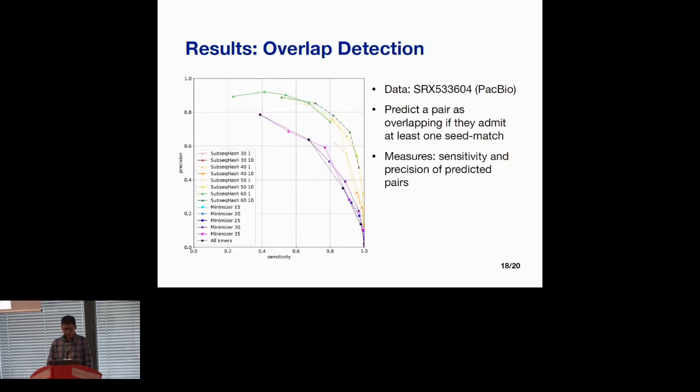For overlap detection, a seeding method would predict a pair as overlapping if they share at least one seed match. Therefore, we can calculate the precision and recall of different seeding methods. Those lines correspond to all kmers and minimizers, and those lines on top, which are better, correspond to subseq hash with the ABC order. Note that this best line corresponds to quite large n, that is n is 60, and this particular point corresponds to n is 60 and k is 48.